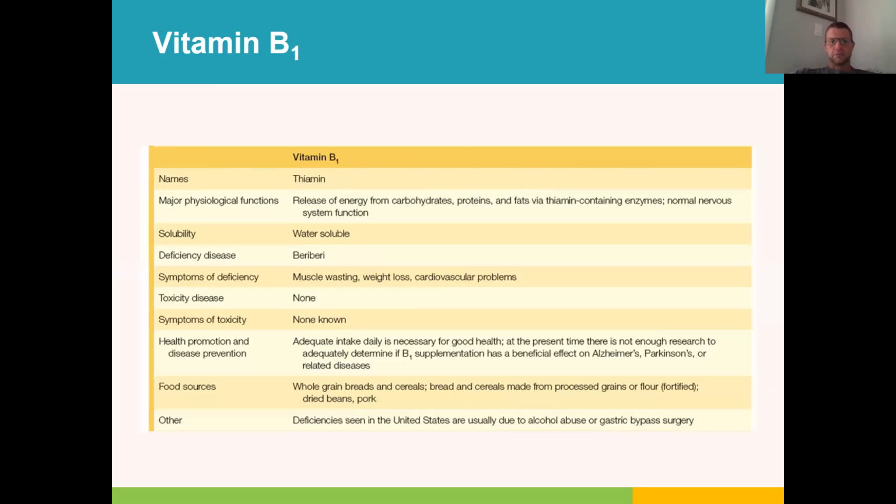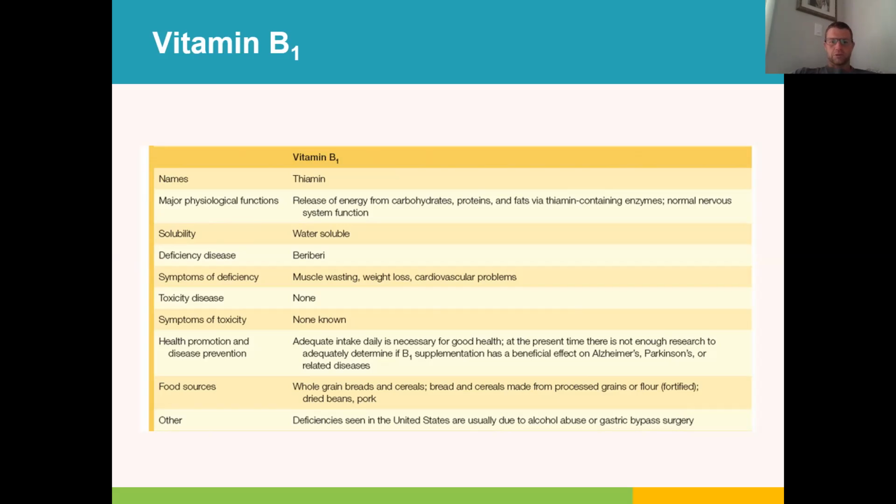All right, now we're getting into the B vitamins. First one is B1, or thiamine. Major function: release of energy from carbs, proteins, and fats through thiamine-containing enzymes. Also helps to have normal nervous system function. Again, metabolic vitamins are the B vitamins.